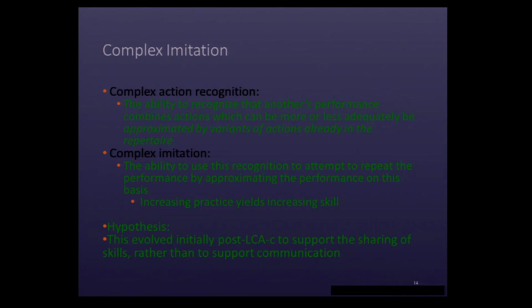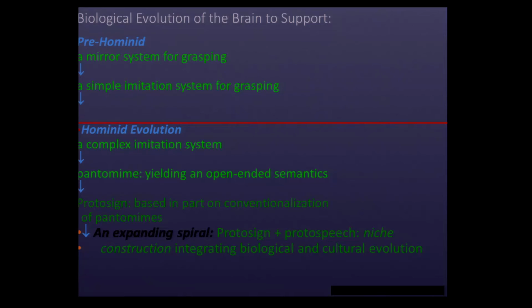And I don't have time to explain the distinction, but the crucial idea I'll suggest is that this ability for complex action recognition, complex imitation, evolved in the hominid line since our last ancestor with the chimpanzee, and it's this that evolved in the first place to help us share skills, to begin to build a culture, as it were, but not yet a linguistic culture.